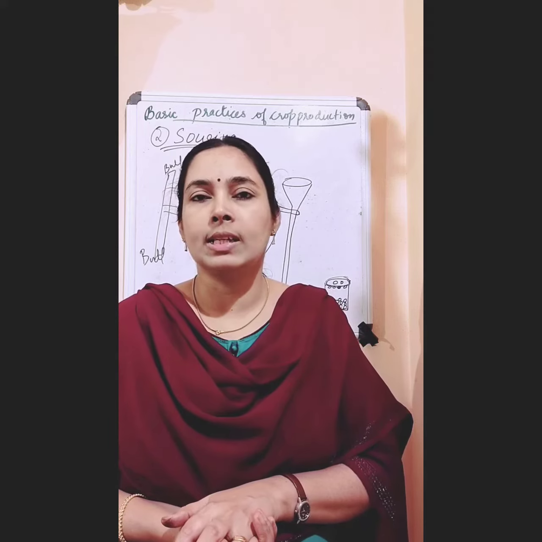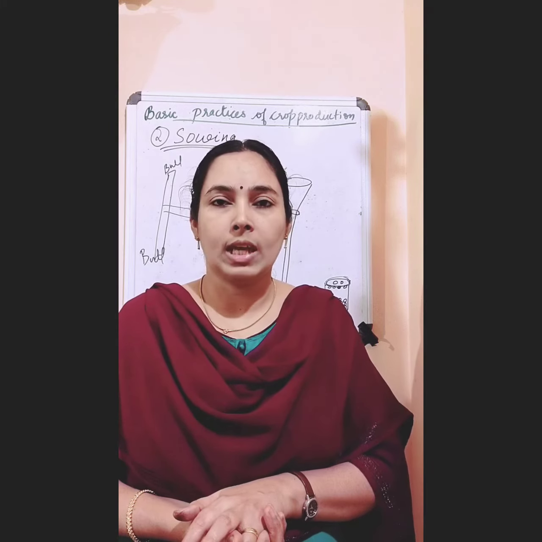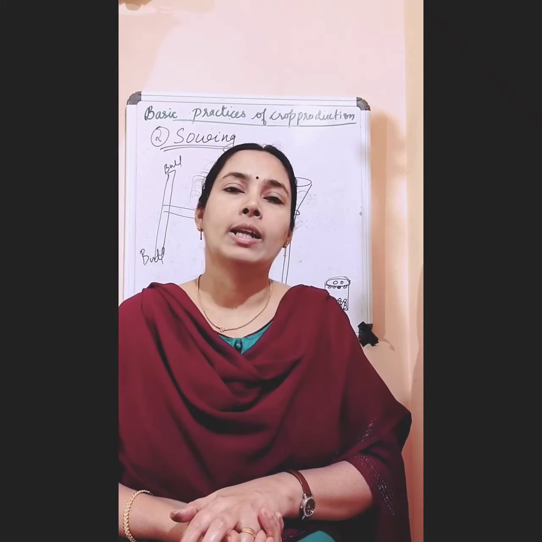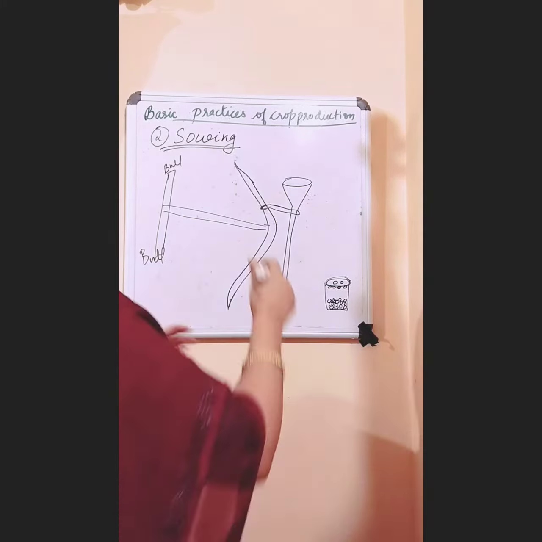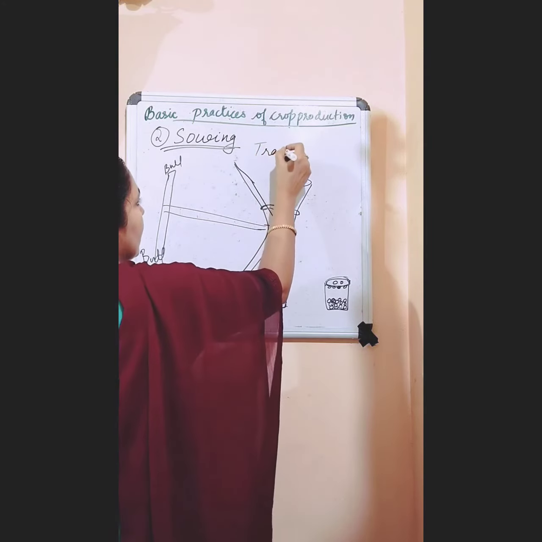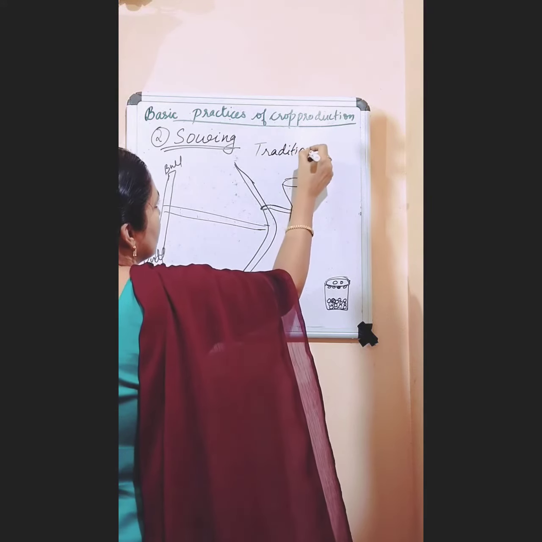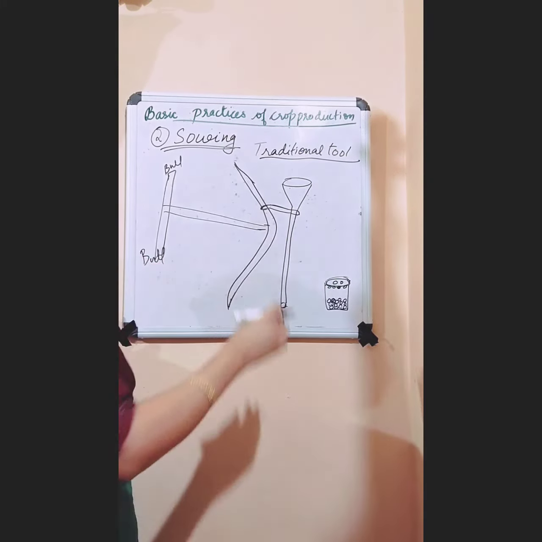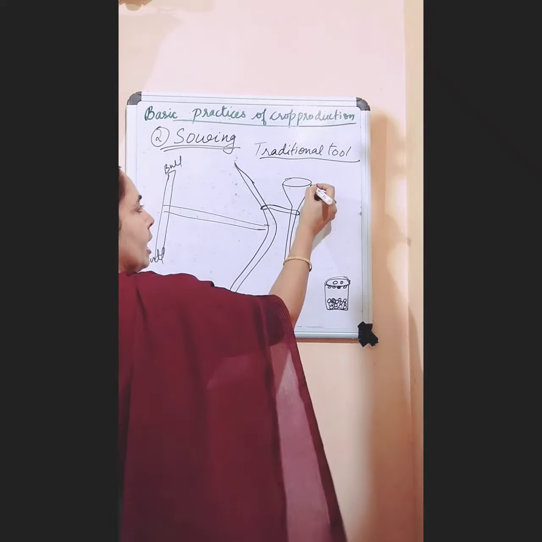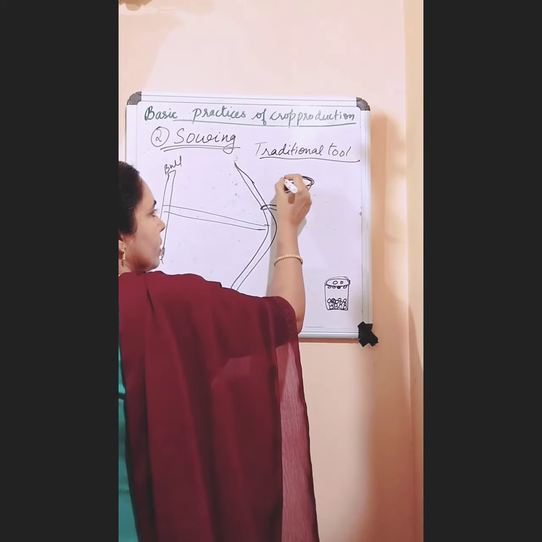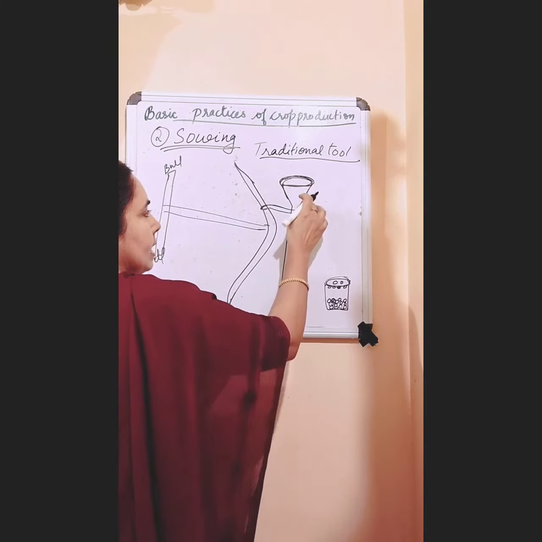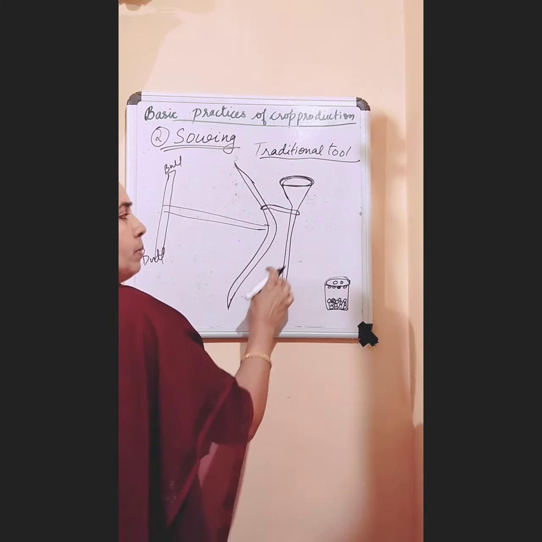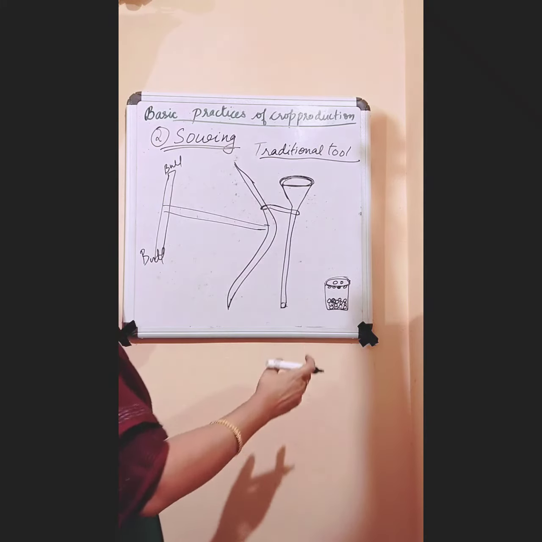For sowing the seeds also, different tools are used. The traditional tool used for sowing the seeds has a funnel shaped structure like this. The funnel shaped structure is attached to a pipe. There will be one pipe, and sometimes there will be more than one pipe.